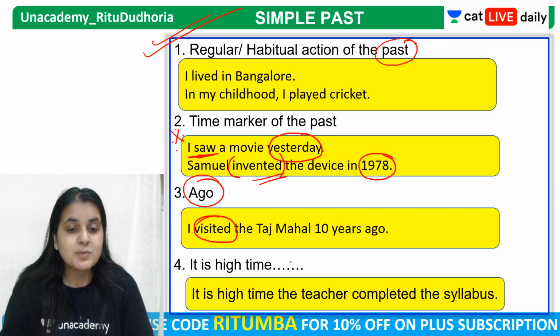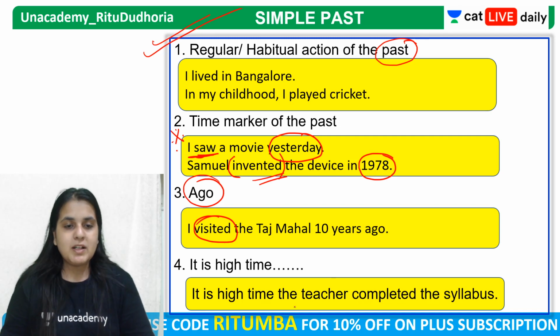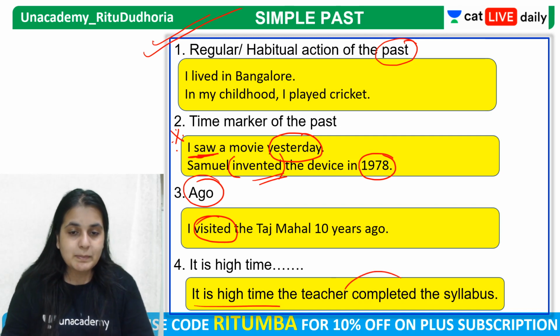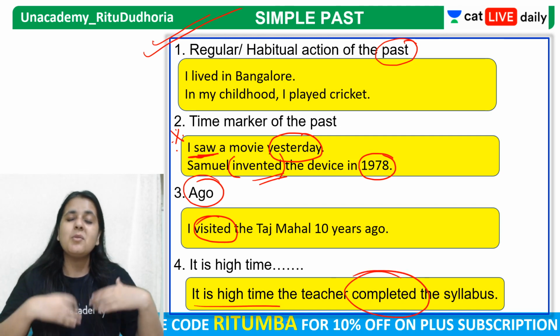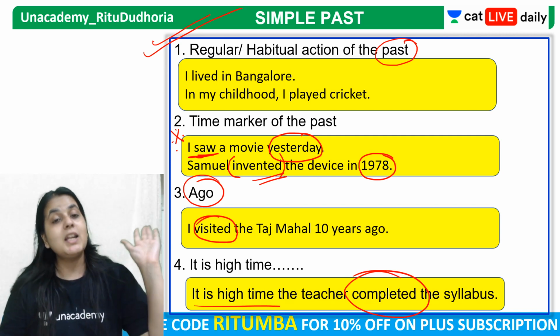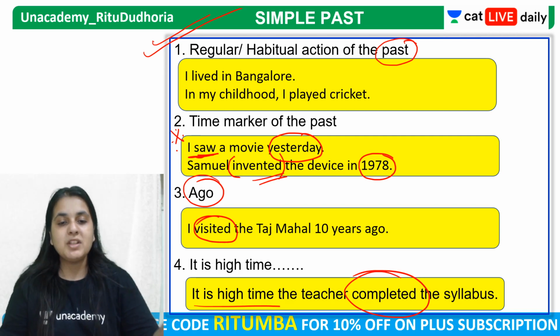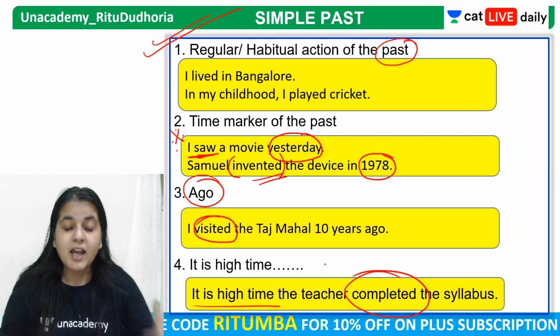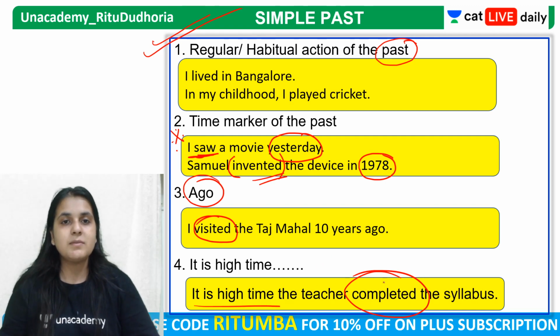Whenever a sentence starts with it is high time, you use simple past tense. It is high time the teacher completed the syllabus. High time मतलब already देर हो चुकी है, कर लेना चाहिए था. It should have happened, but it's not yet happened. So it is high time the teacher completed the syllabus. It is high time you learnt the rules of tenses. It is high time you cracked the CAT examination.